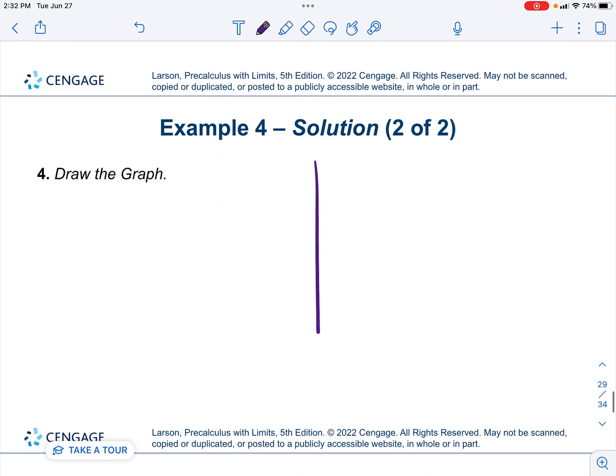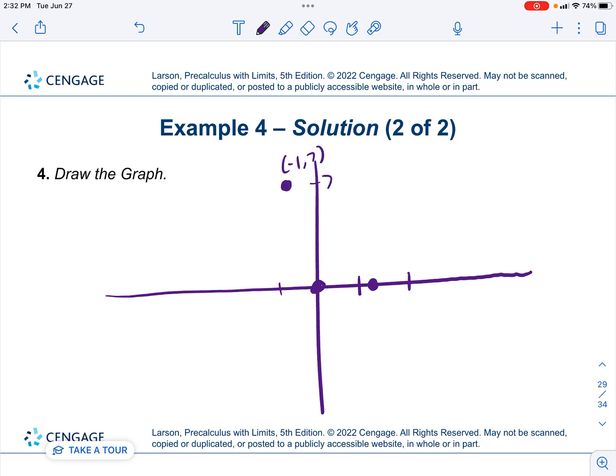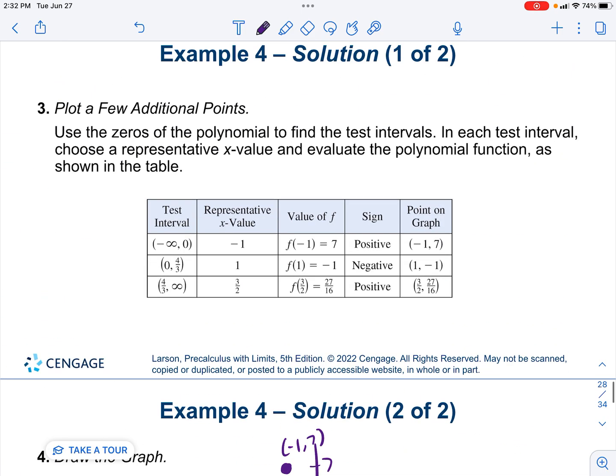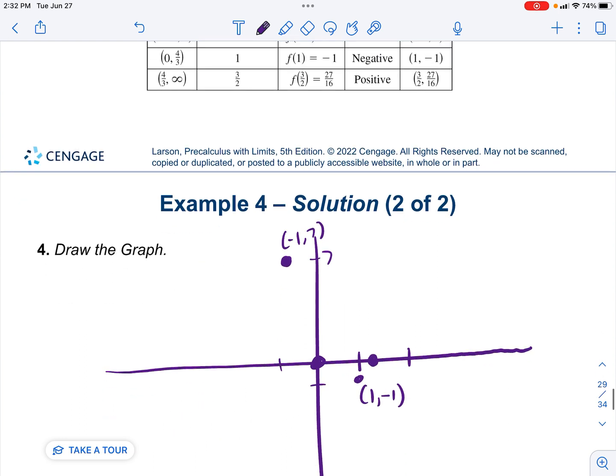So when we graph it, we had 0, 0. We had 4/3, 0. Then we had negative 1, 7. We had 1, negative 1. And we had 2, 16. Oh boy, 2, 16. It's really not going to be super to scale, but we're sketching it.